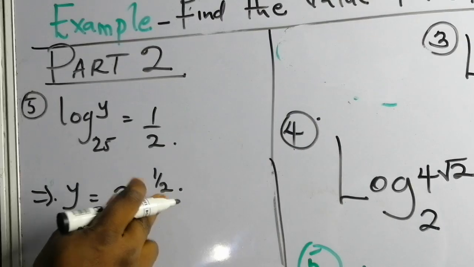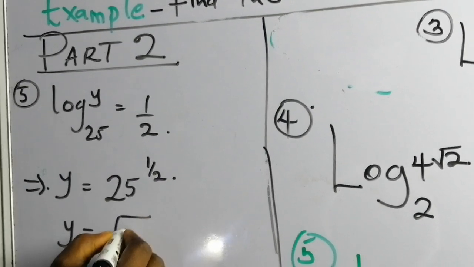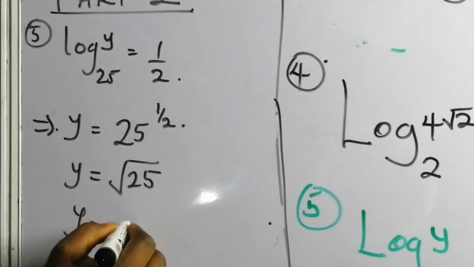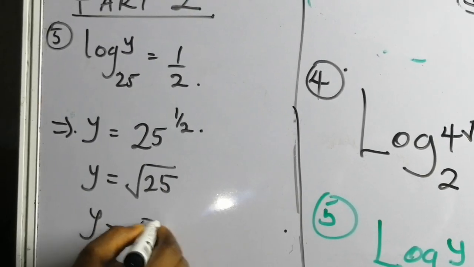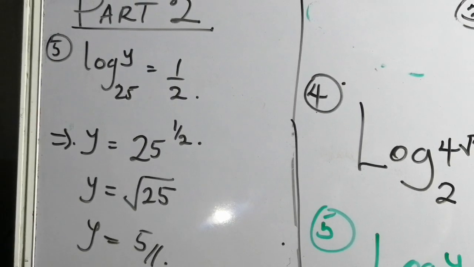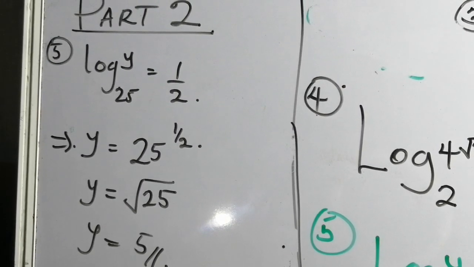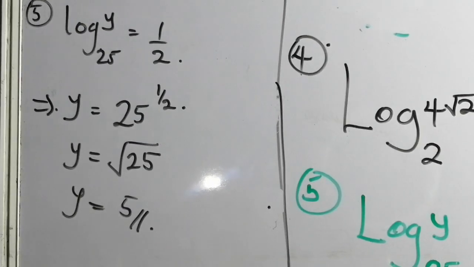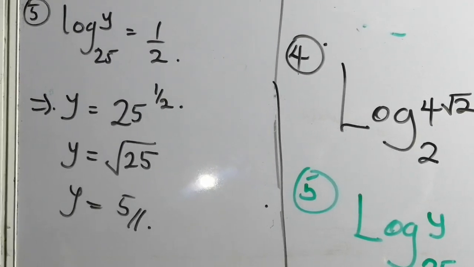Your y equals 25 raised to power half. From the laws of indices, it's the same thing as the square root of 25. And your y is equal to what? 5 times 5 is what? 25. It's as simple as that. You don't need to stress yourself. That is why you need to understand the theory of logarithm.